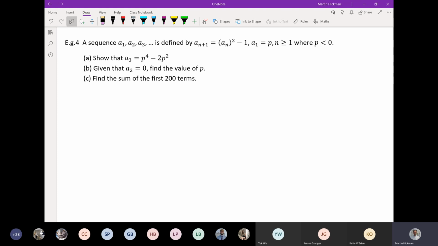Now in example 4, again, another sequence as we're given here in terms of this recurrence relation. And we're told that a1 is p and that n is greater than or equal to 1, where p is less than 0. The first thing we have to do is show that a3 is going to be p to the power of 4 minus 2p squared. So firstly, I want to find the second term. To do that, I need to do the first term squared and then minus 1.